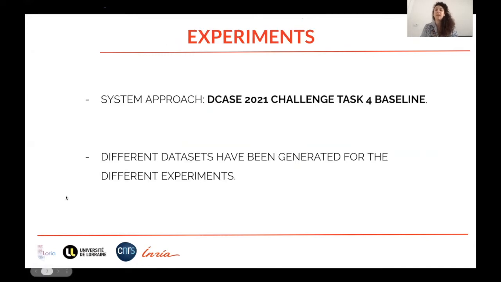All the experiments have been run using the DCASE 2021 Challenge Task 4 baseline, which is, as said, a mean teacher deep learning method. And the different datasets have been generated starting from the synthetic part of the dataset, and we generated different versions of them in order to target the different experiments.